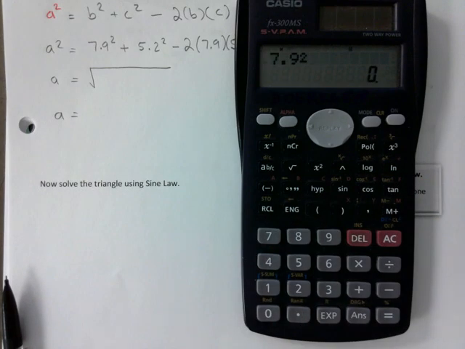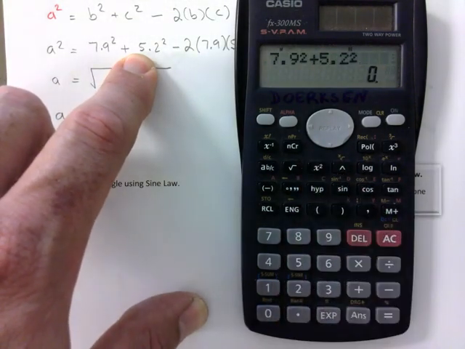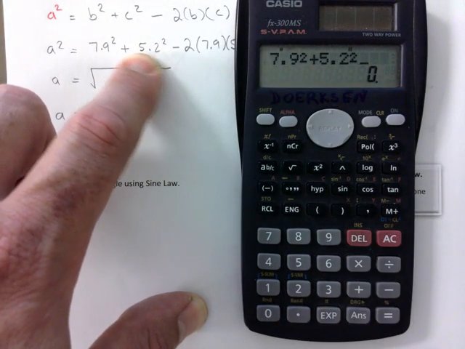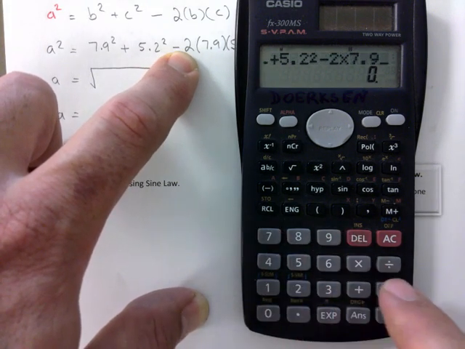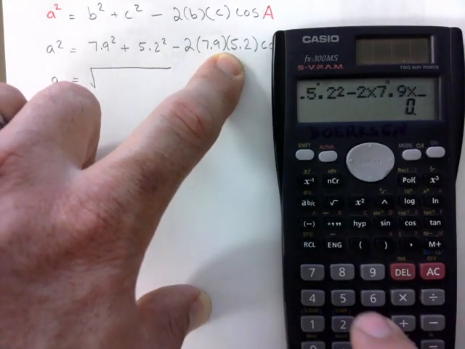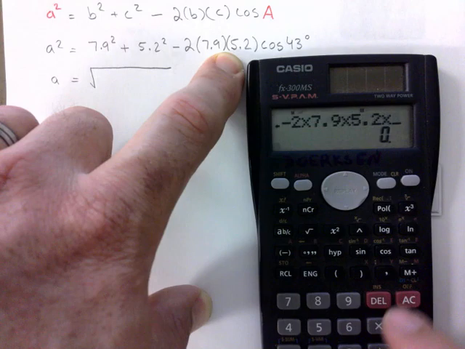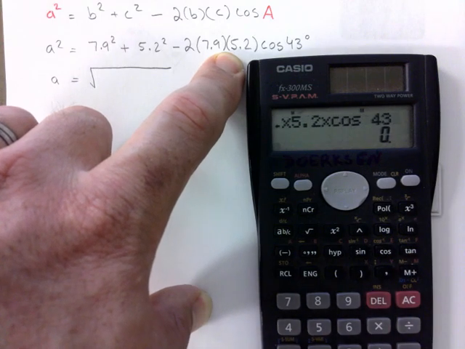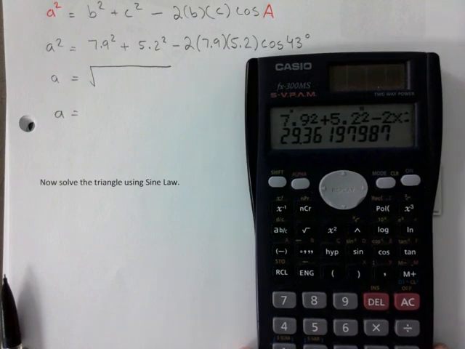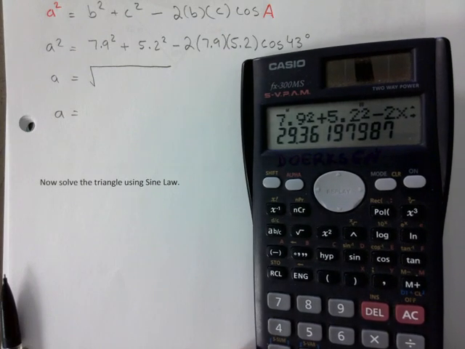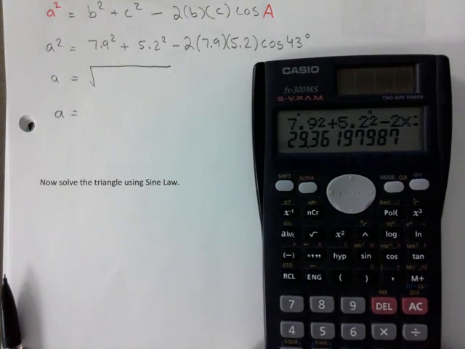Right? So 7.9 squared plus 5.2 squared minus 2 times 7.9 times 5.2 times cosine of 43. You've got to do all of that, is equal to, that's what you should be getting. And you should not be clearing your screen. Don't clear it. Just keep it there.